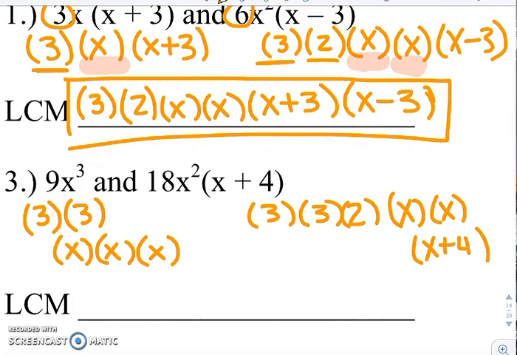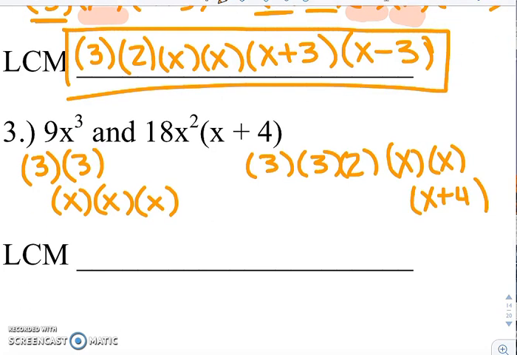So the lowest common multiple of these two expressions, I see a total of 4 3's. But what's the highest frequency or the highest number of times that a 3 occurs in one of them? Twice. So that's what our LCM needs. 2 3's. Okay, so the 3's are covered. Then I see a 2. That needs to be included.